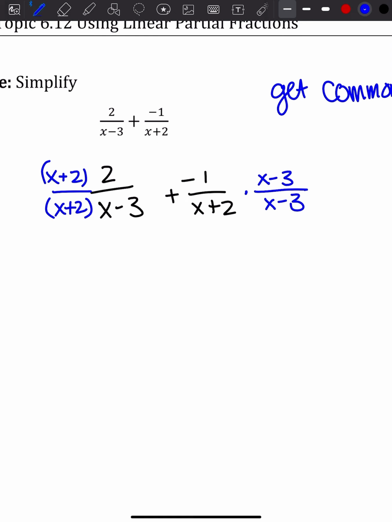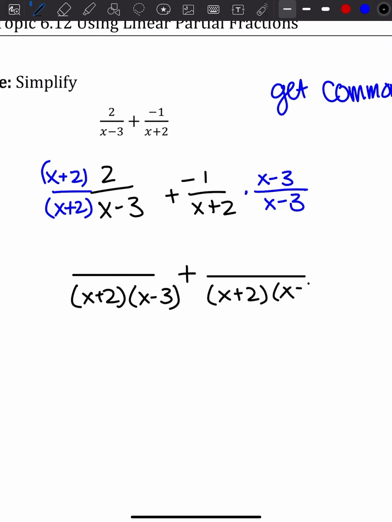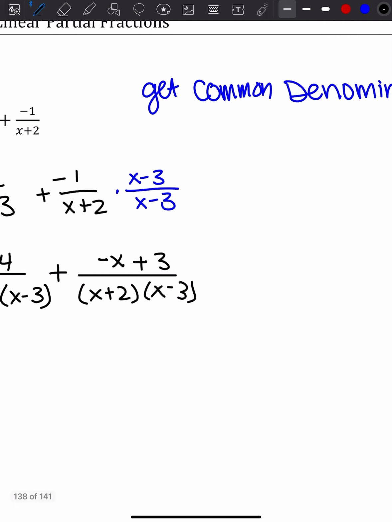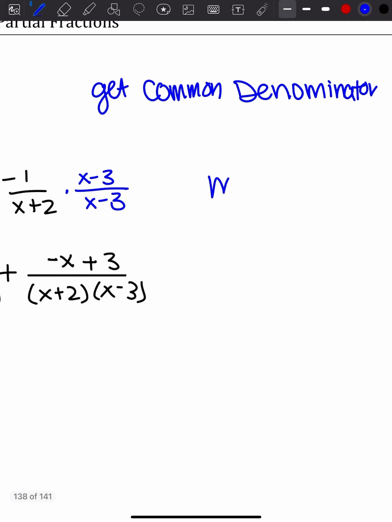Actually multiplying out the bottom, or the denominator, isn't necessarily something that we absolutely have to do. So when I am adding these together, I'm going to have an x plus 2 times x minus 3 in parentheses, and the same thing over here. So no matter what I have in the numerator, I now have a common denominator. So we're going to multiply these out. 2 times x plus 2, so we have 2x plus 4. Negative 1 times x minus 3, so I have negative x plus 3. To get common denominators, we need to multiply it out.